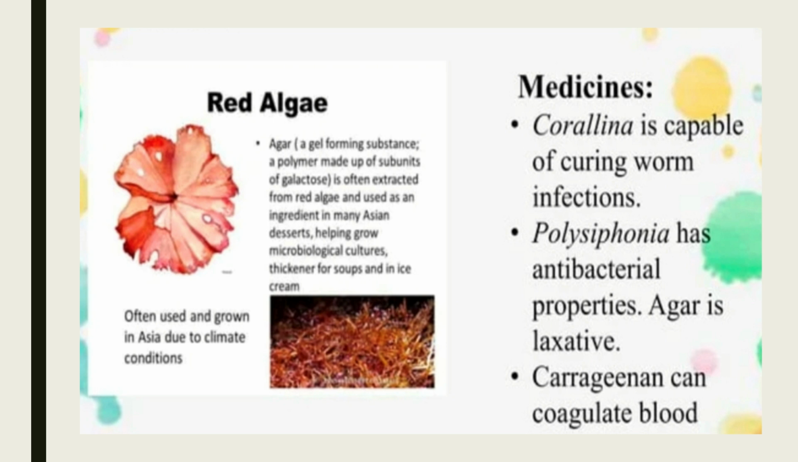The main products of these red algae are agar, carrageenan, and nori. Agar is mainly used in food, cosmetics, and other industries, as a solidifying agent and in culture media. Some species have medicinal properties. For example, Corallina species can cure worm infections, and Polysiphonia has antibacterial properties. Agar, as I mentioned before, has laxative properties, and carrageenan can coagulate blood.